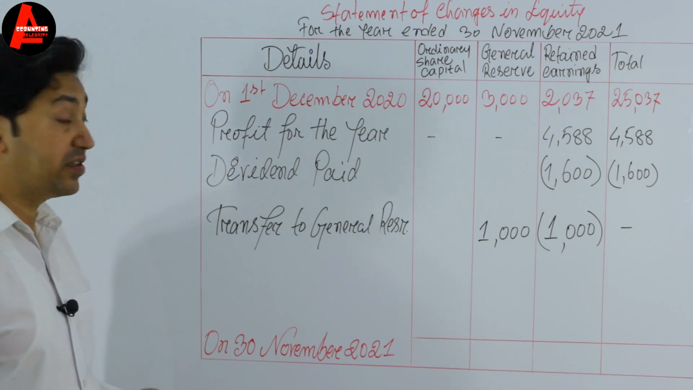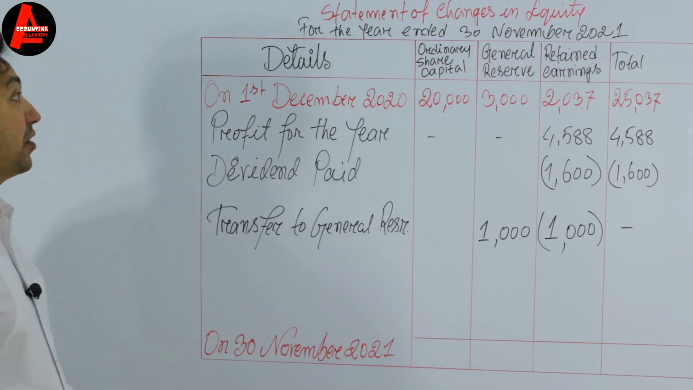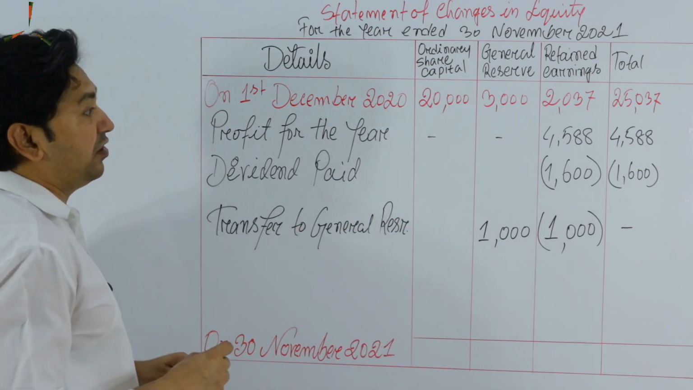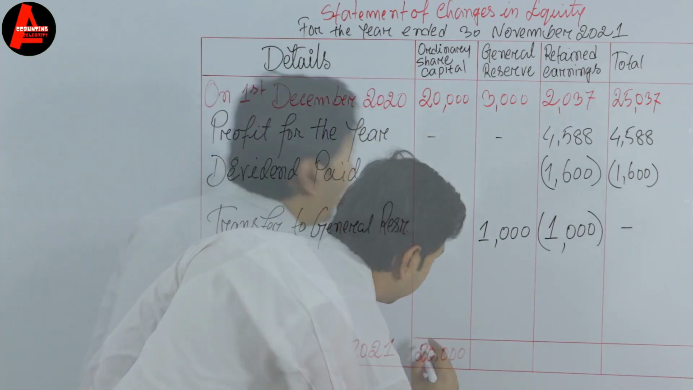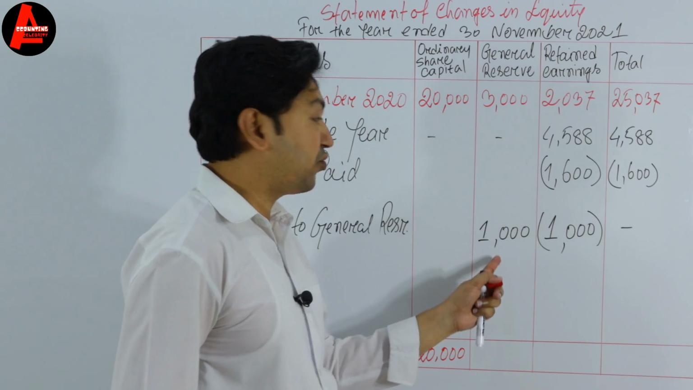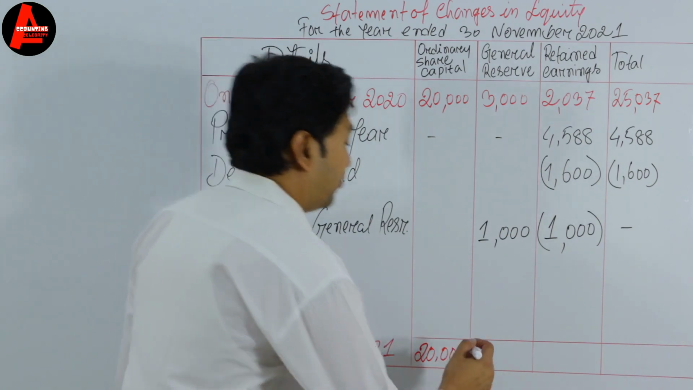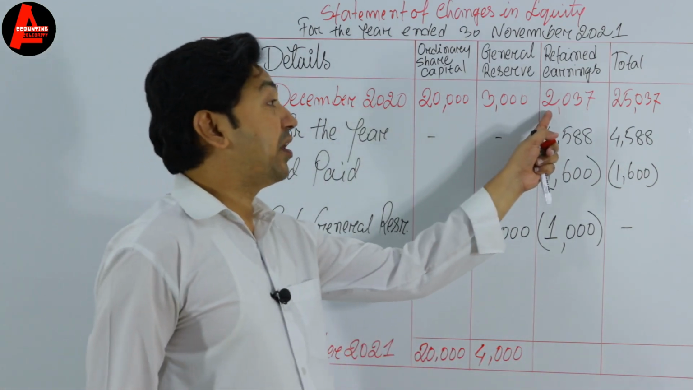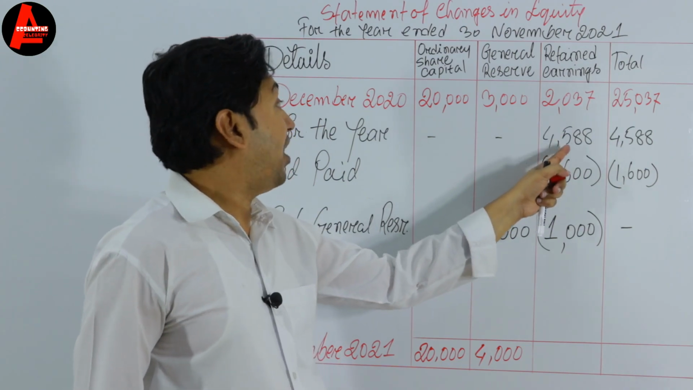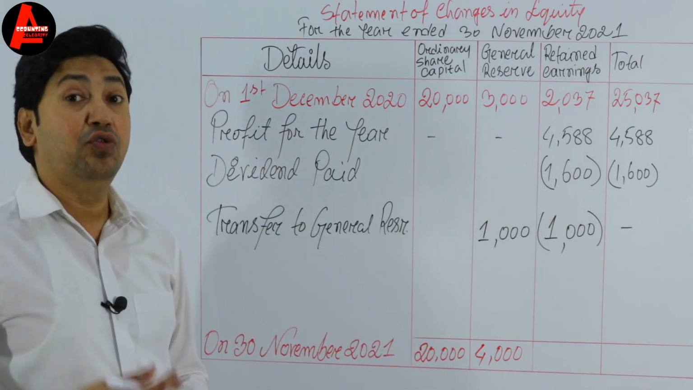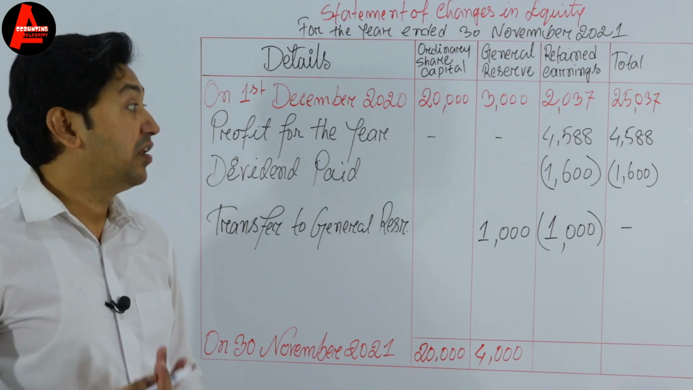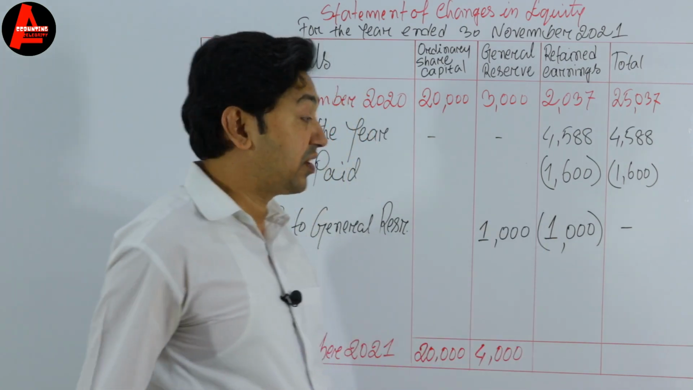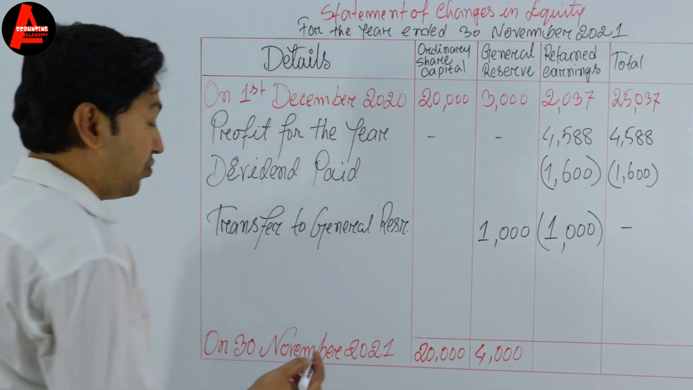Now we will sum up vertically. On the ordinary share capital column we have $20,000, so let us write $20,000 here. Here we have $3,000 plus $1,000, so we got $4,000. Then retained earnings. We have the opening balance $2,037, then profit for the year $4,588. We will sum up these two amounts first of all. Then from the addition we will subtract $1,600, then $1,000.